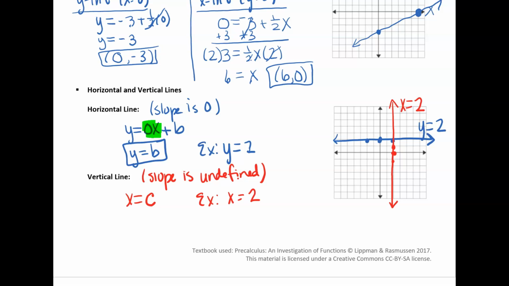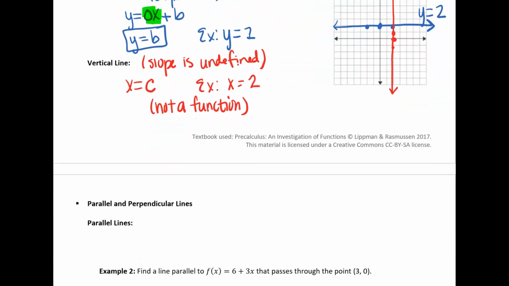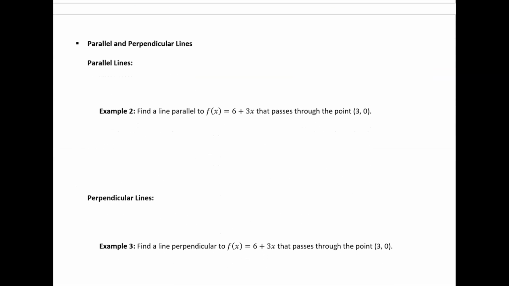And just remembering back to having that vertical line, remember, this is not a function. It would not pass the vertical line test. So all those vertical lines have a slope of undefined, and they are not a function. And so as we began to look at these linear functions and we're graphing them, looking at their intercepts, looking at horizontal and vertical lines, this leads us into a conversation of comparing lines.